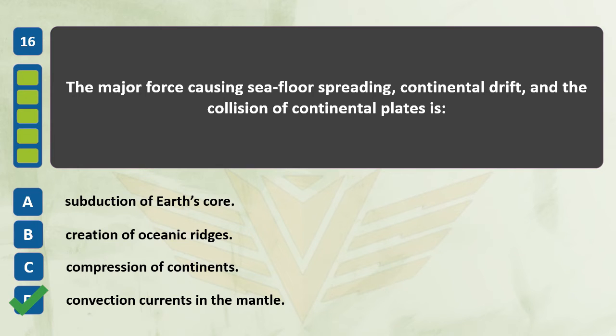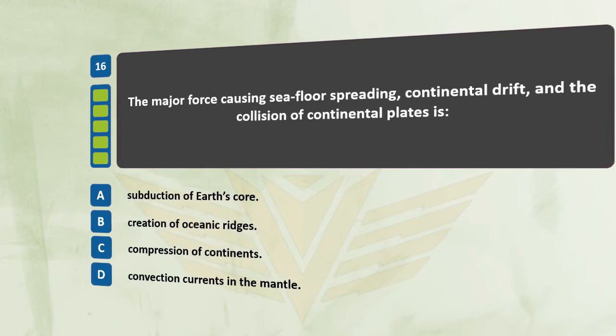Answer: D. All the alternatives have something to do with seafloor spreading, but only one is the cause. Subduction, choice A, is a downward force or movement that is a result of seafloor spreading, not the cause. The same can be said for creation of the ridges, choice B, and for the compression of continents, choice C. They are both results, not causes. All these features are produced by the convection currents in the mantle, which cause the uprising and subduction of the crust. Choice D is the correct answer.